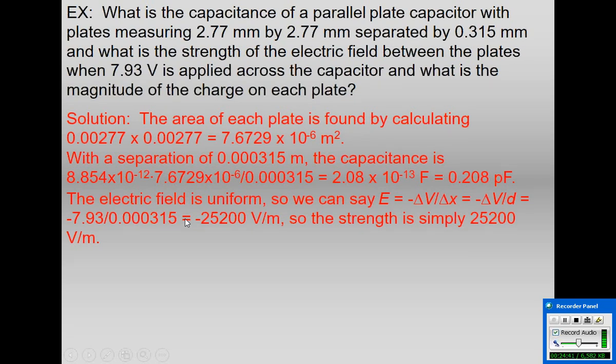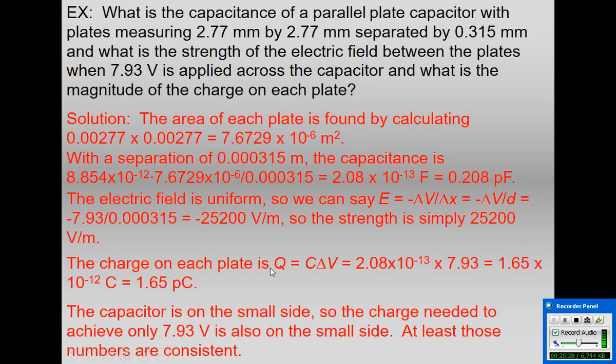The electric field in between the plates is uniform. So the electric field is equal to minus the change in voltage divided by the change in displacement. And the change in displacement is simply the gap between the plates, which we called D. So the electric field goes as minus the change in voltage divided by D. We're given that the change in voltage is 7.93 volts, and we're given D, the separation, is 0.000315 meters. So we get that the electric field is negative 25,200 volts per meter, but we're asked for the strength, so we just take the absolute value. The electric field strength is 25,200 volts per meter.